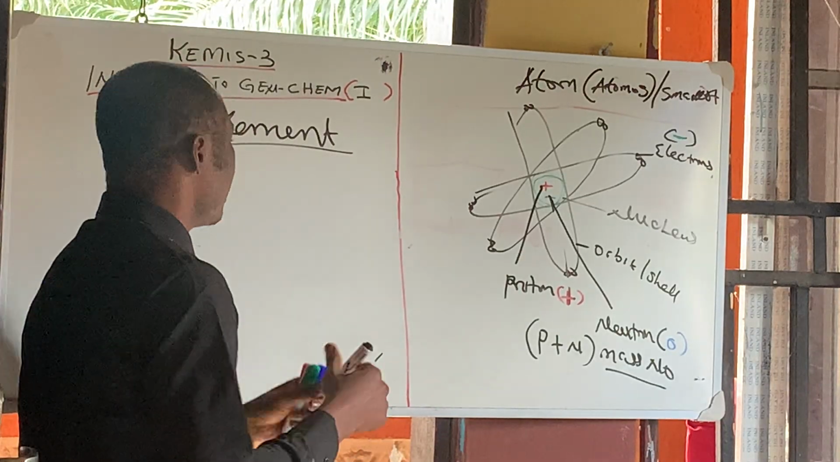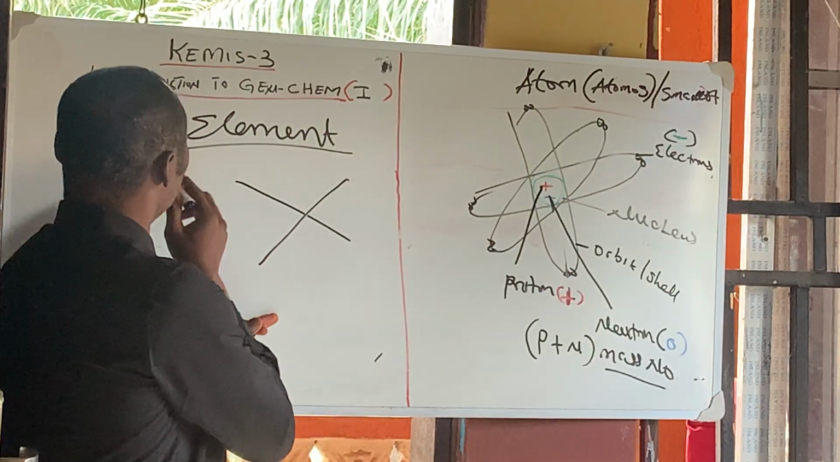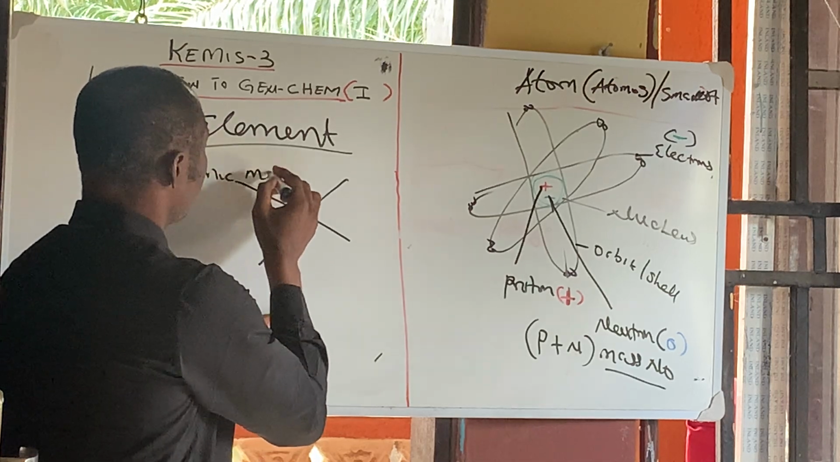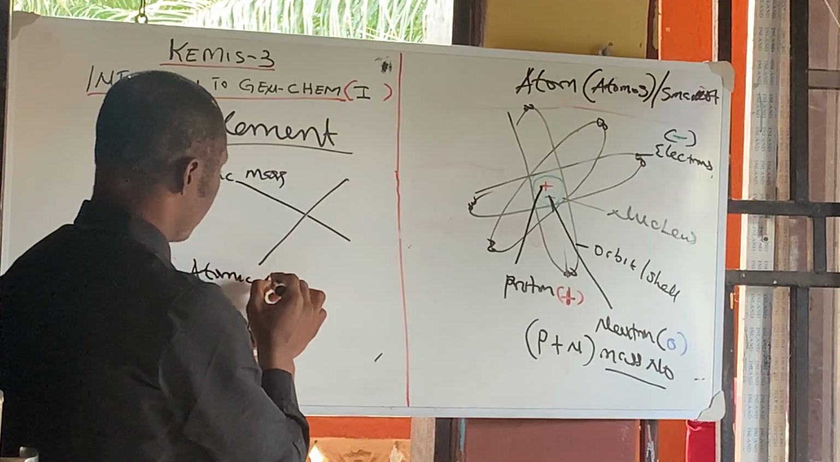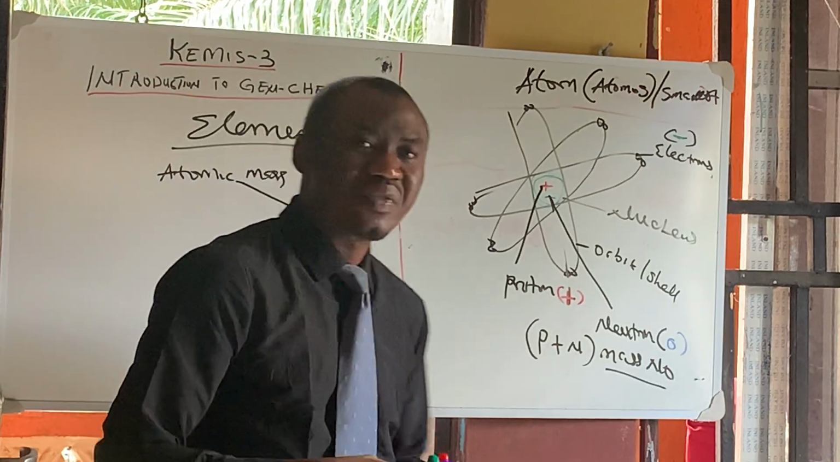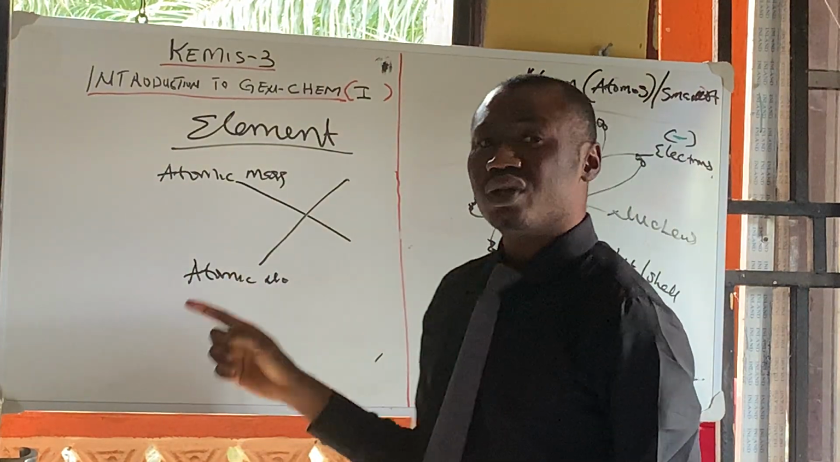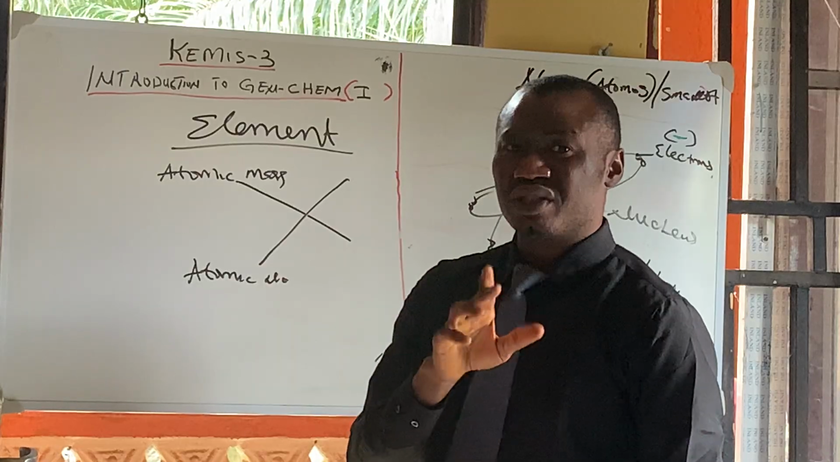Now, we have elements. So this is an example of elements. In the elements, we have the atomic mass, and then we have the atomic number. Now, I told you that atomic mass number, atomic mass, or atomic weight is not the same thing. But that's not the concept of today's class.